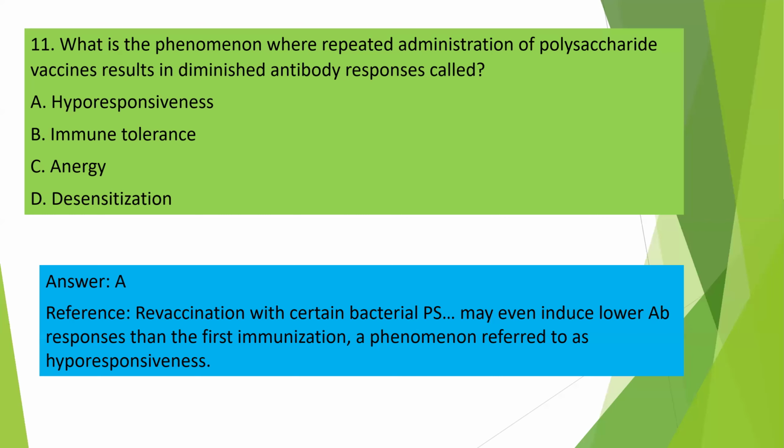This is a very important phenomenon, hyporesponsiveness. And everybody like me is supposed to take the flu vaccine every year. This is adult immunization, which pediatricians may not be asked, but is often a topic of discussion. So hyporesponsiveness is the answer. You give more doses, the antibody response will become less.